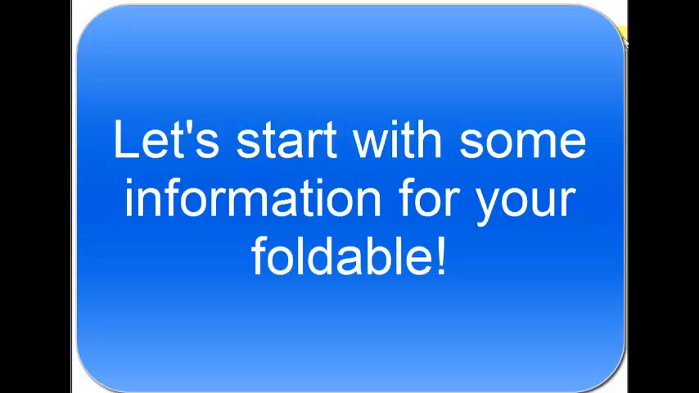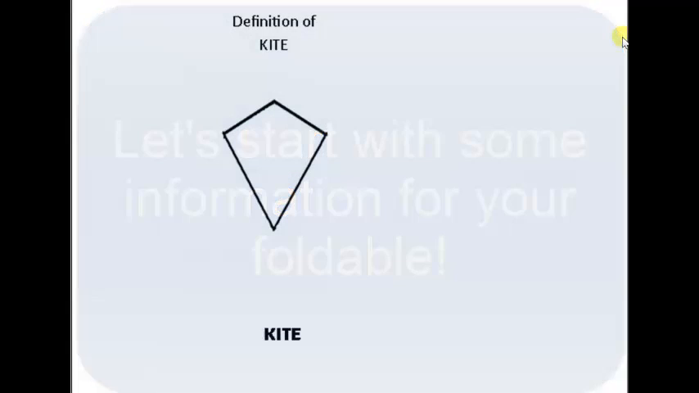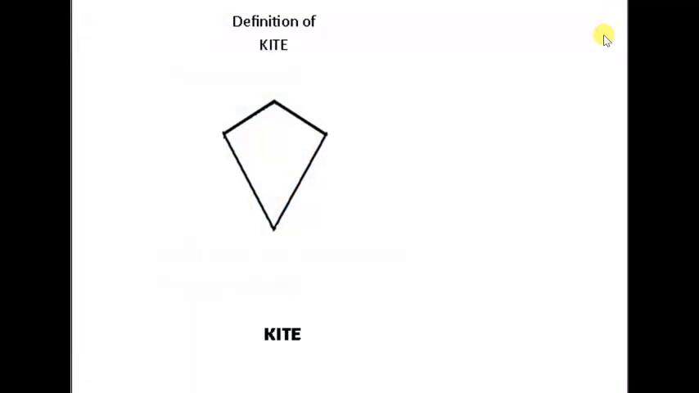Congratulations, you've made it to the last lesson of this unit and of course the last part of the foldable. This should be pretty easy to find. It's the only one we haven't done. The definition of a kite. What is the definition of a kite?